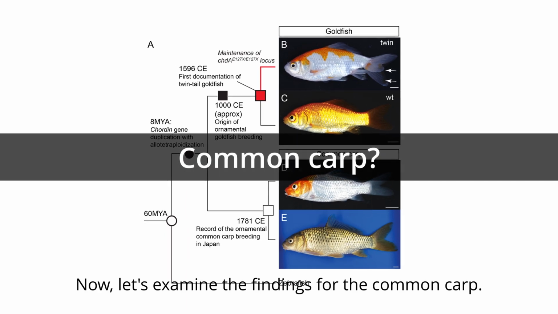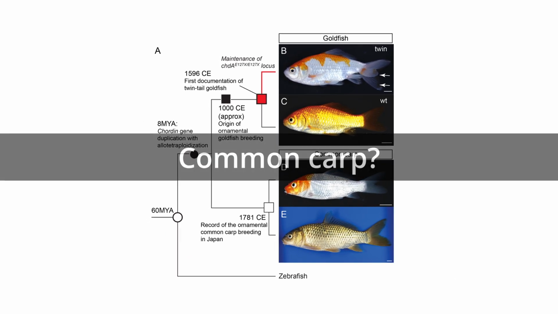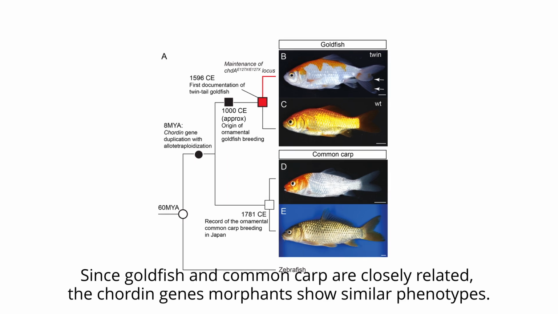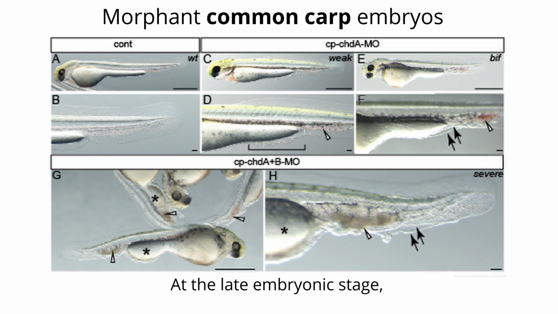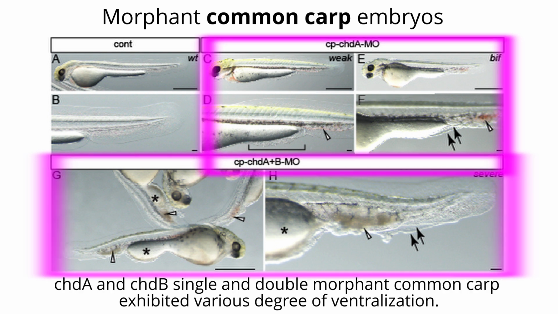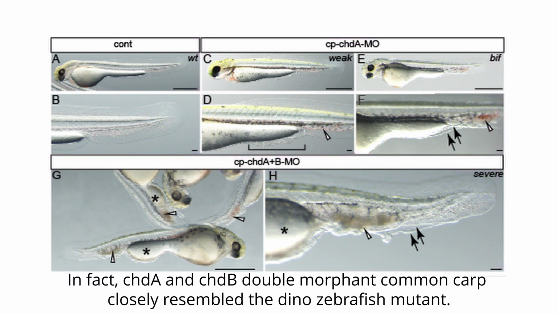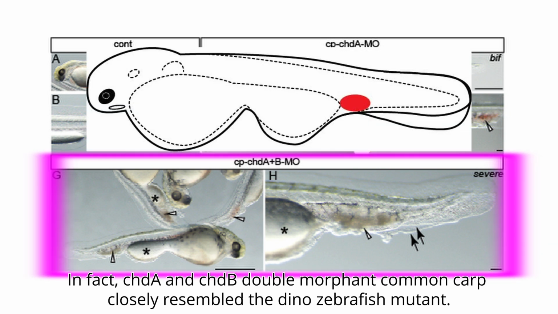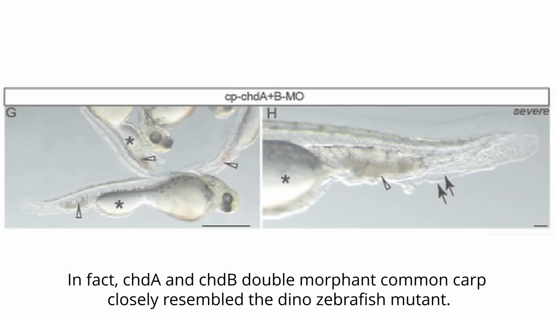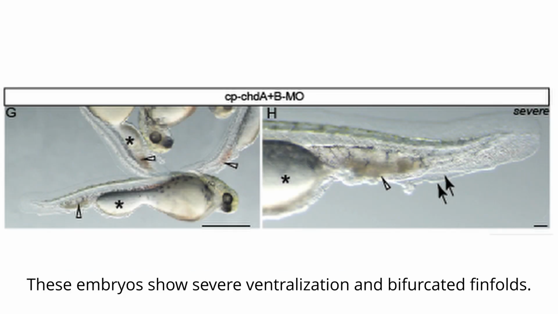Now let's examine the findings for the common carp. Since goldfish and common carp are closely related, their coding gene morphants show similar phenotypes. At the late embryonic stage, coding A and coding B single and double morphant common carp exhibited various degrees of ventralization. In fact, the coding A and coding B double morphant common carp closely resembled the dino zebrafish mutant. These embryos showed severe ventralization and bifurcated fin folds.